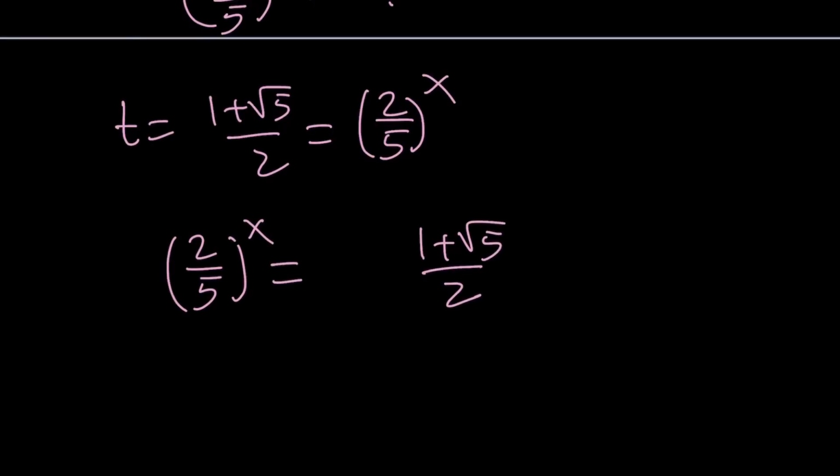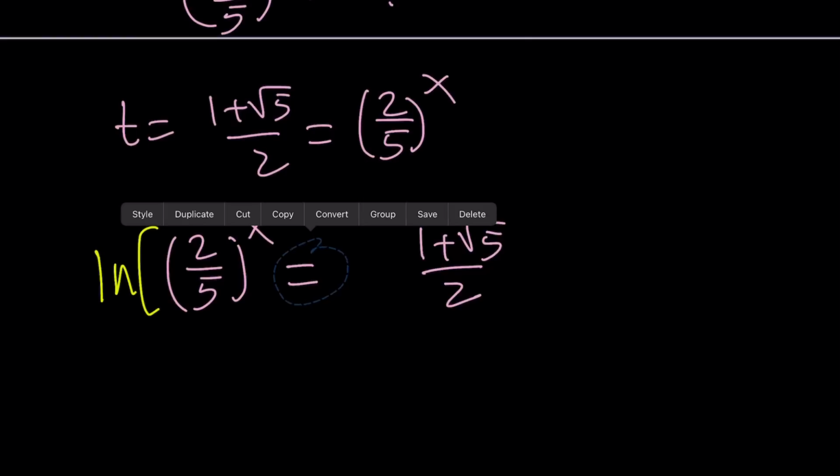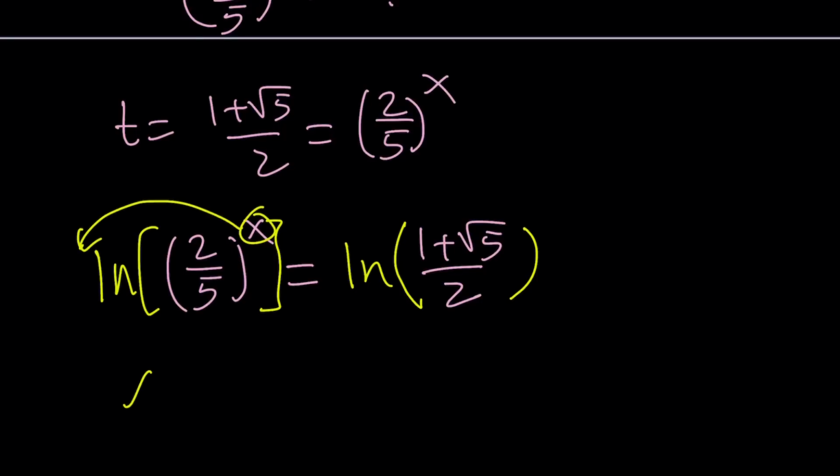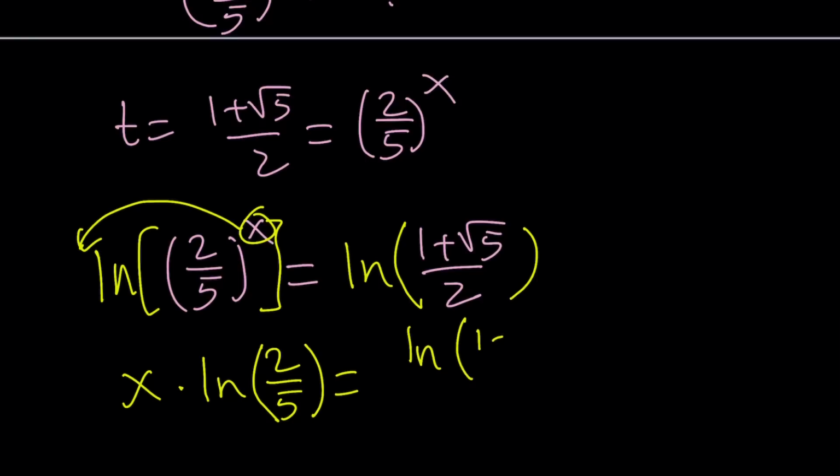Why all that space? Because I'm going to natural log both sides. All right? I probably need a little bit of space here too. So let's go ahead and move this guy over here. All right, cool. Now we're going to natural log both sides, and that's going to give us the following. x is going to move to the front. x times ln 2/5 is equal to ln of 1 plus root 5 over 2.